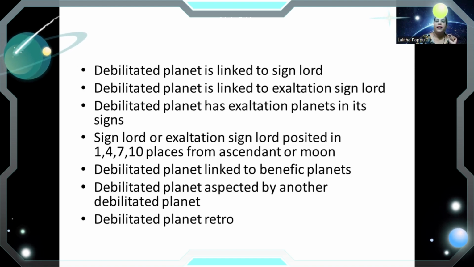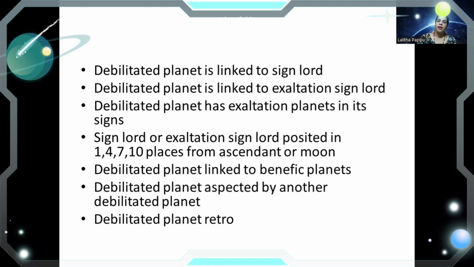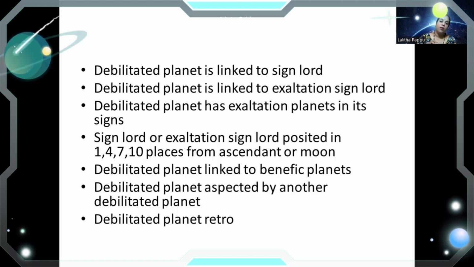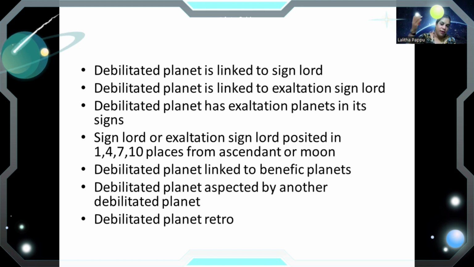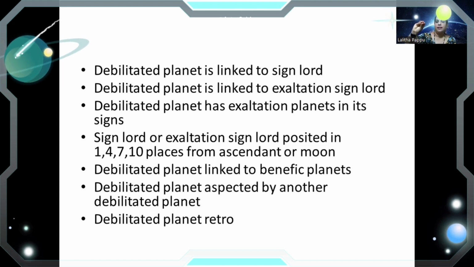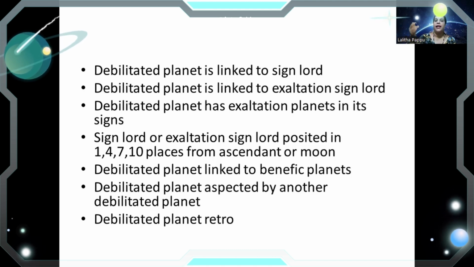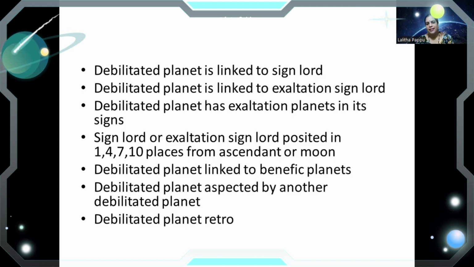Next rule. The debilitated planet has exalted planets in its own signs. If you have a planet which is debilitated, what is the own sign of this planet which has got debilitated? In that sign, if there is an exalted planet, a planet which is in exaltation, then the debilitation gets cancelled.